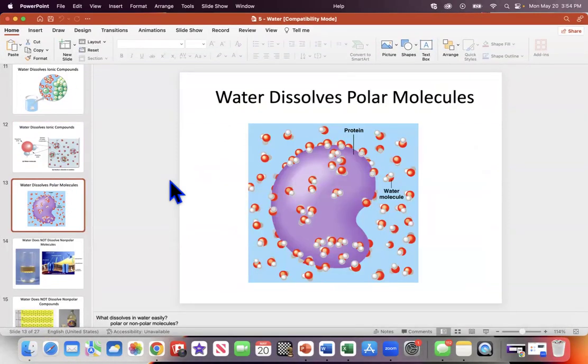And water dissolves polar molecules. So water is a polar molecule. So if the molecule is polar, it can be dissolved in water.